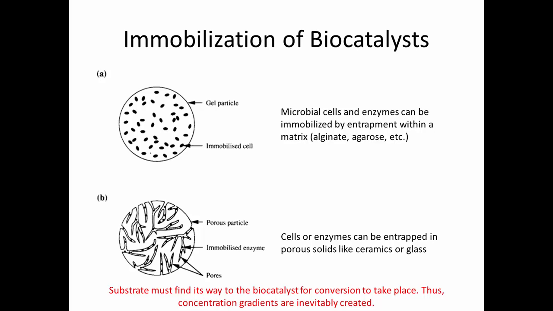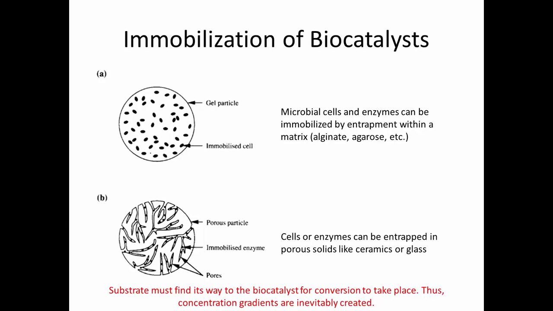So microbial cells and enzymes can be immobilized by entrapment within a matrix, which means they are stuck in there, they are immobilized, and things like alginate or agarose are common matrices. And they are good because they're generally inert. They won't react with anything to speak of, and they allow diffusion into and out of. So it's pretty good if you want to immobilize cells or enzymes using this method.